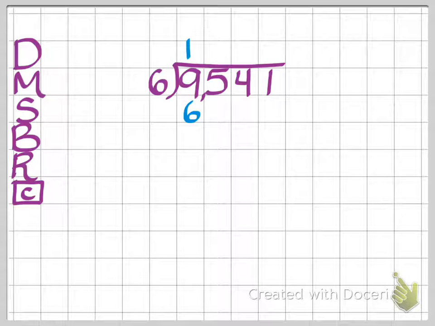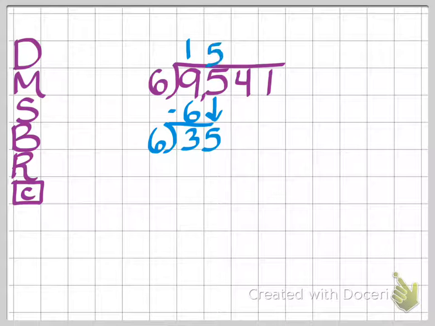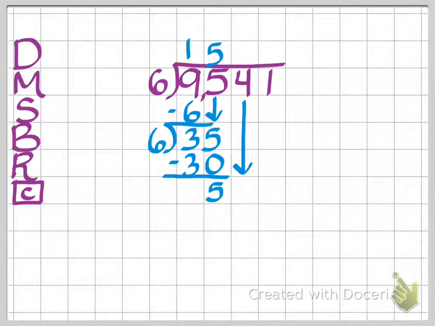Alright, so you should have already done your work, and now you're checking it. You say, how many times does 6 go into 9? That's once. And then 9 take away 6 is 3. Bring down the 5 and do it all over again. How many times does 6 go into 35? That would be 5. 5 times 6 is 30. Take away, and you have 5. Bring down the 4 and do it all over again.